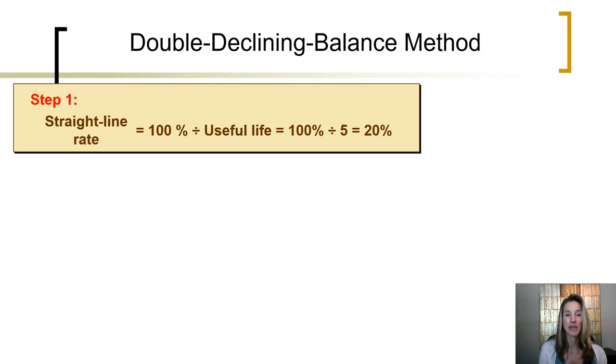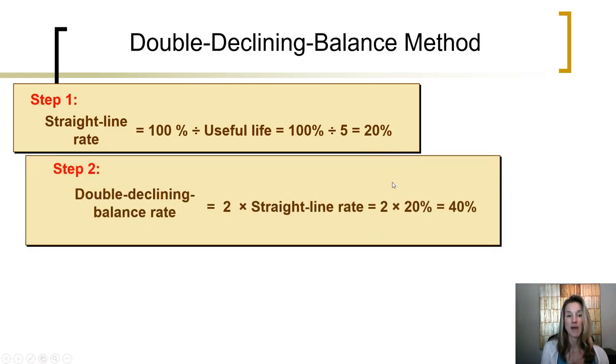So the first step in calculating the double declining balance method is to first calculate the straight line rate, or the amount of the asset's cost that is depreciated each year under the straight line method. The straight line method is evenly allocated over the asset's life. The way we figure out how much, or the percentage, is to take 100%, divide by the number of years of useful life. 100% divided by 5 means the straight line rate of depreciation is 20%.